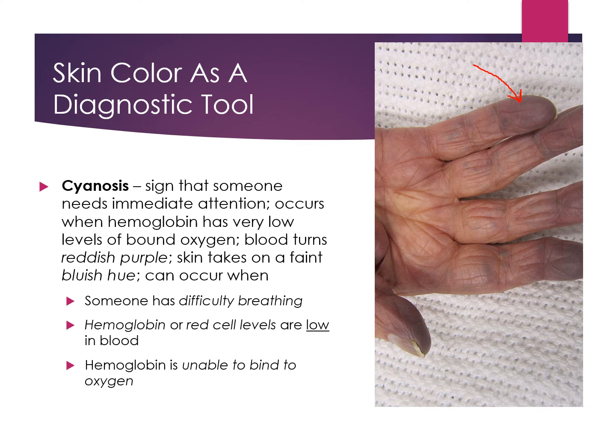Cyanosis can occur when someone has difficulty breathing or a severe reduction in hemoglobin levels or red blood cells. Some types of poisons make it impossible for hemoglobin to bind oxygen, also leading to cyanosis.